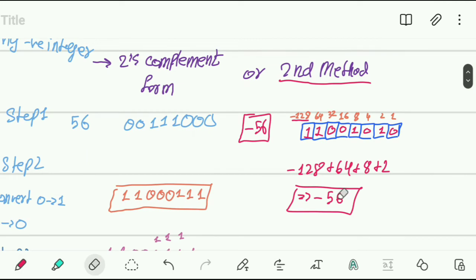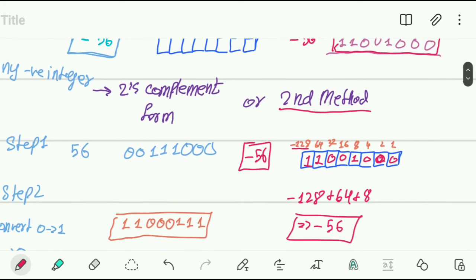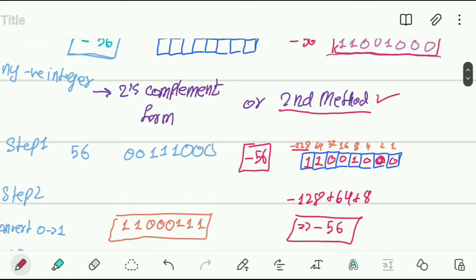Okay, you don't need to add 2. My mistake. It would be 0. So this is minus 56. So you can use any of the methods, but you need to remember this 2's complement form, because you are definitely going to be asked what a 2's complement form is, and how we solve this in 2's complement form.